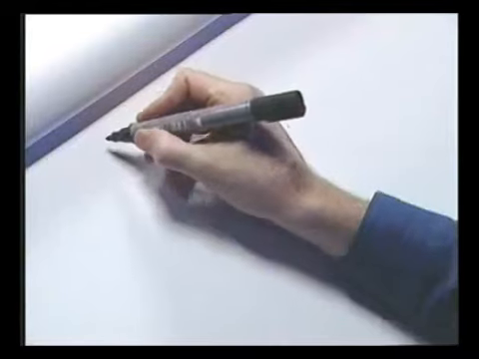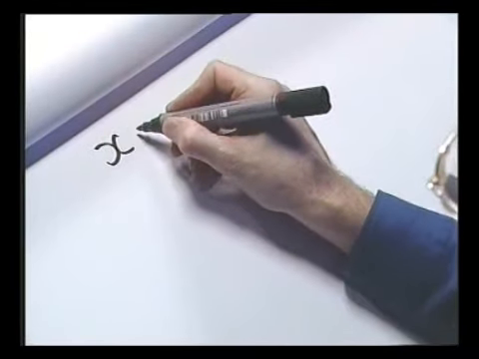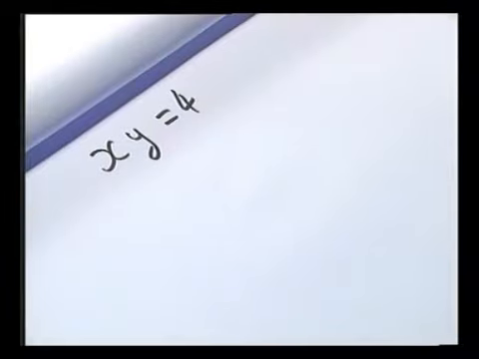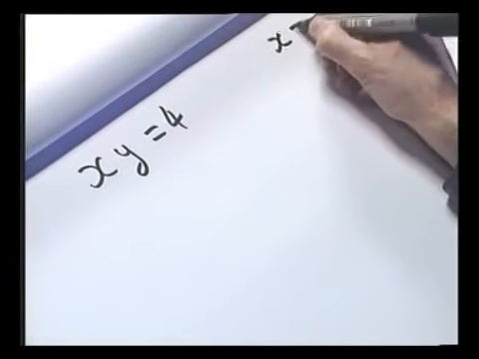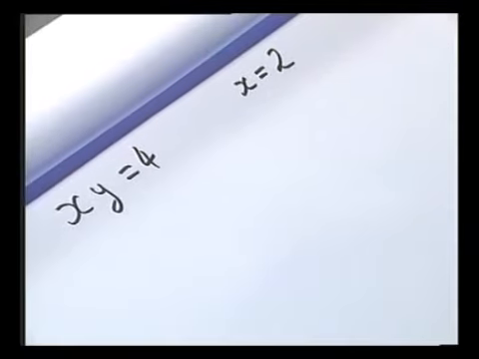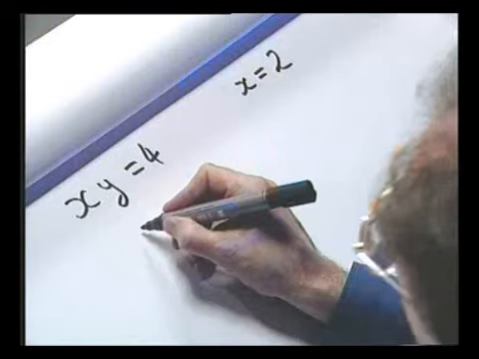So, the question we're going to ask is, if we have the curve xy equals 4, and we look at the point x equals 2, find the equation of the normal. Where does the normal meet the curve again, if it does? Well, let's have a look at a picture.